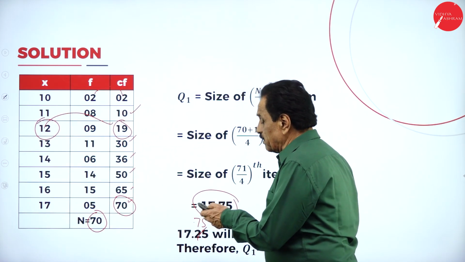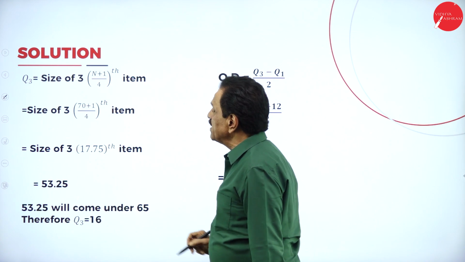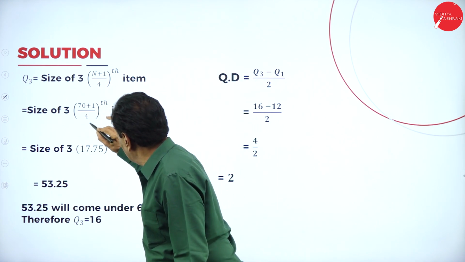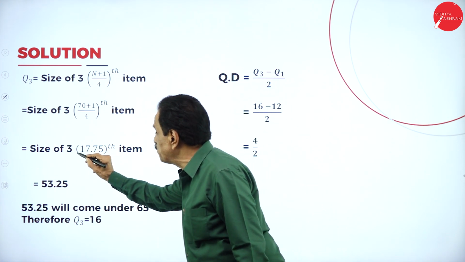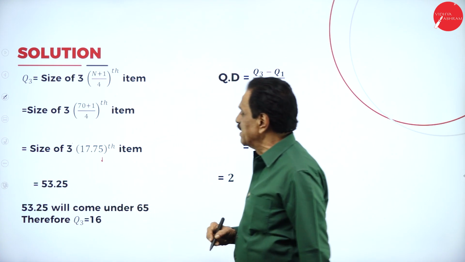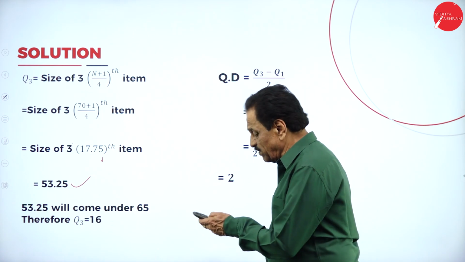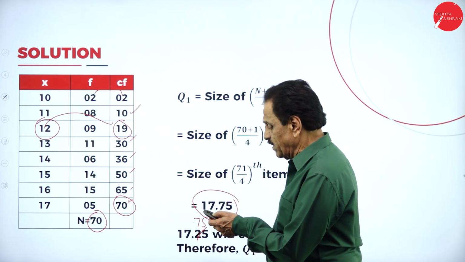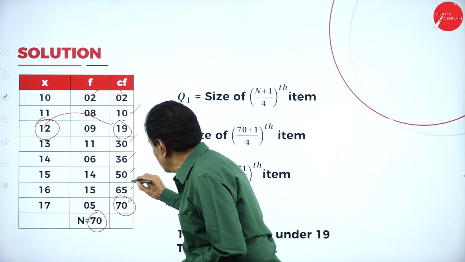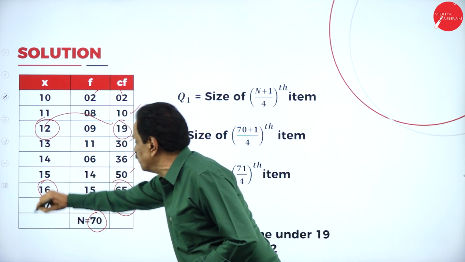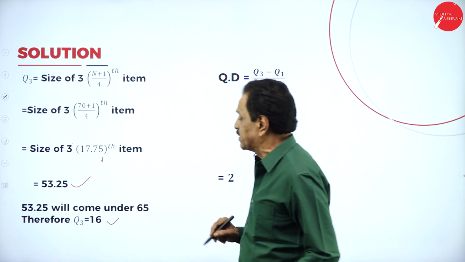Now we'll go to Q3. Your Q3 is equal to the size of 3 into (n plus 1), 4th item. So n is 70 plus 1 divided by 4th item. 71 divided by 4 is 17.75, multiplied by 3. It will come 53.25. Your 53.25 will come under 65. The concerned number is 16. Therefore, your Q3 is 16.